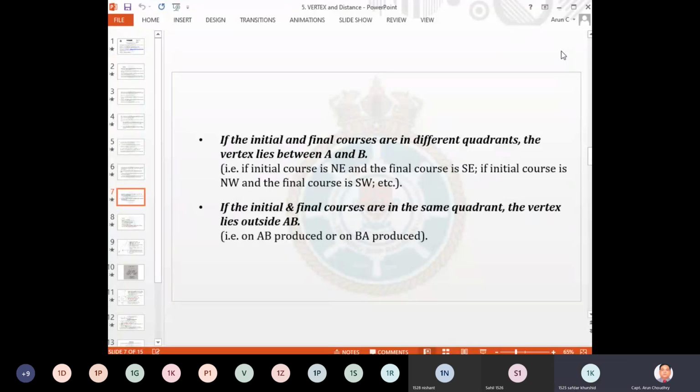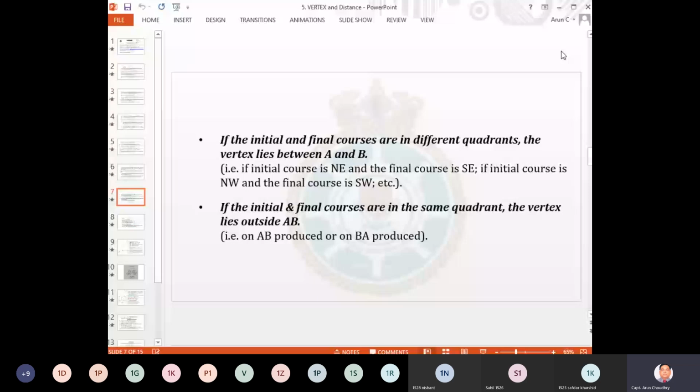Sir, if the initial and final courses are in the same quadrant. Can you show some example? Because I am confused whether the vertex will lie in the initial course or in the final course. No, it will not lie in the initial course or final course. It will lie outside.